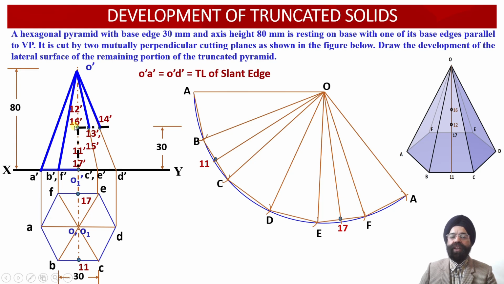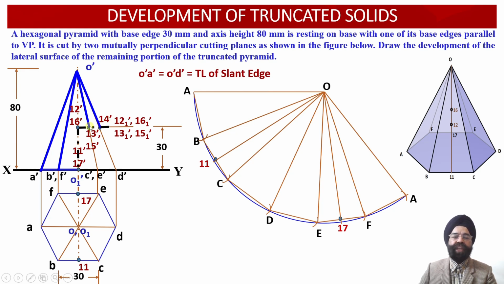true length over here. That is, we are not going to take this radius O dash 12 dash, O dash 16 dash, O dash 13 dash or O dash 15 dash over here. What we have done over here, from these 4 points 12 dash, 13 dash, 15 dash and 16 dash, a horizontal projector line has been drawn onto the true length of the slant edge, which happens to be O dash D dash over here. So now we can check, once we project these 4 points onto the true length, they are going to coincide over here with the point 14 dash over here.